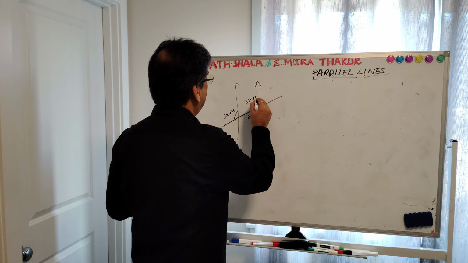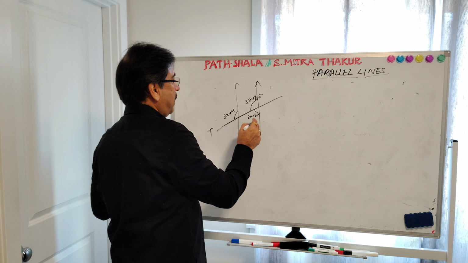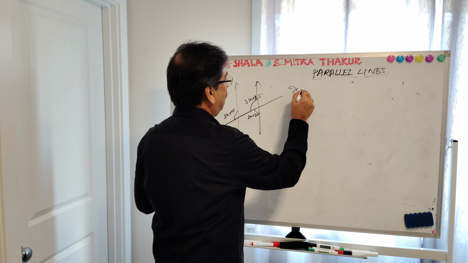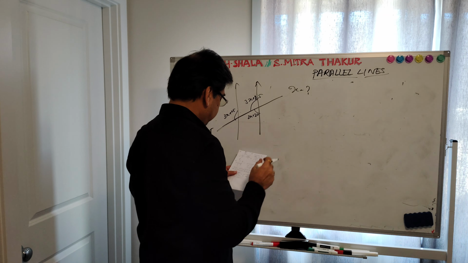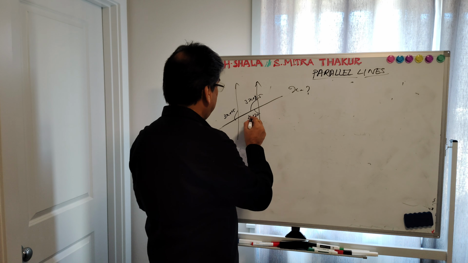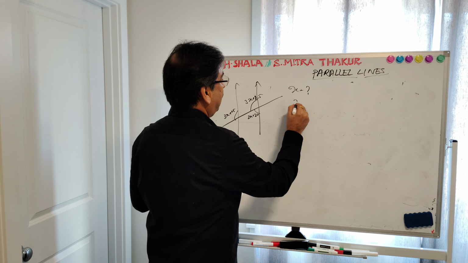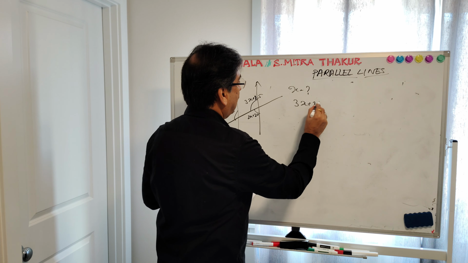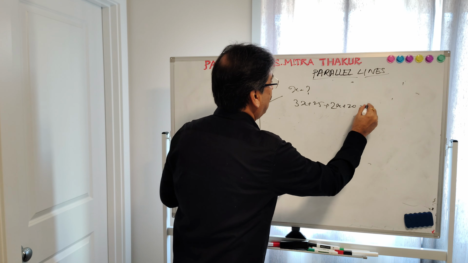3x plus 25, because it is the corresponding angle. So find the value of x. What will be the value of x? And what will be the value of these two angles? Right? So here 3x plus 25 plus 2x plus 20 is equal to 180 degree.